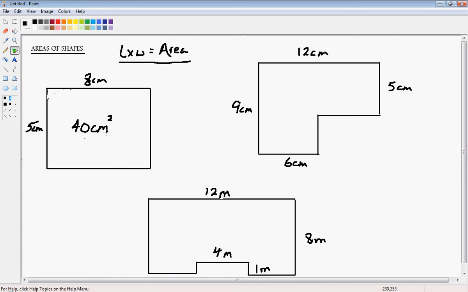If you multiply anything by itself, then it's squared. Okay, so if we were dealing with meters, it would be meters squared, kilometers, kilometers squared.